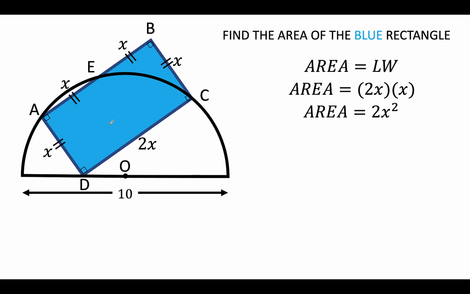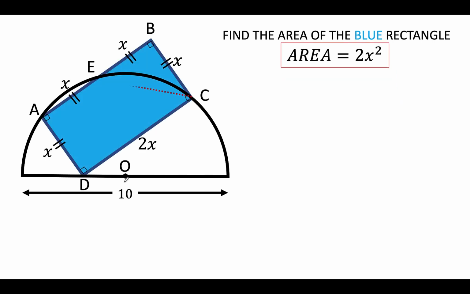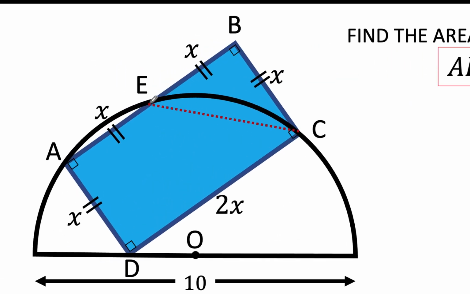So what are we going to do? Our main goal here is to be able to find the length of the diagonal AC, and if we can find the length of that, we'll be able to find the value of x. But for that, the first thing that we are going to do is connect points E and C, and we will concentrate on this yellow triangle.